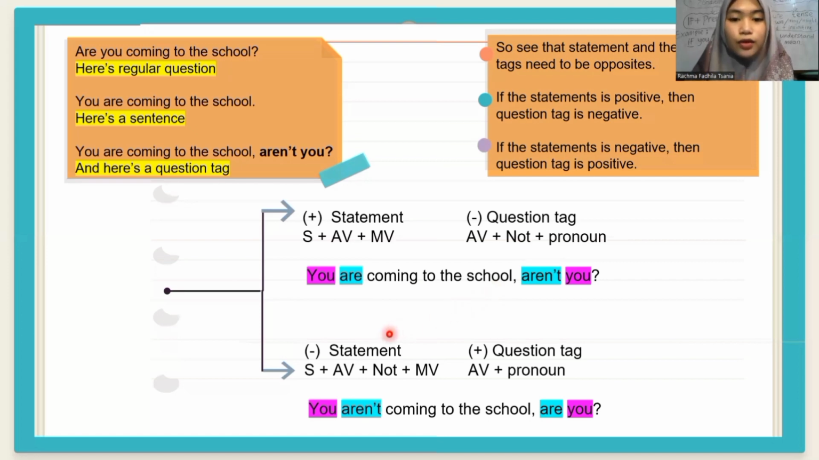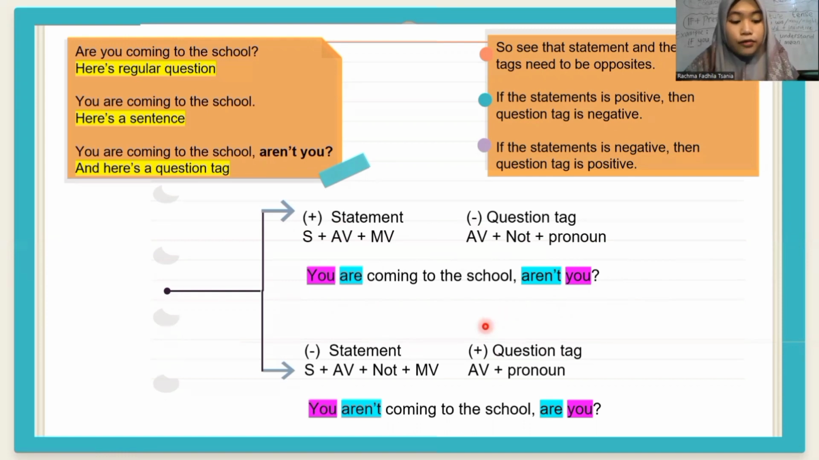Got it? You'll see the patterns between the main statement and the question tag. You'll see that the subject needs to match the pronoun: you, you. The auxiliary verb needs to be the same: are, aren't. Now in this example, the statement is positive.